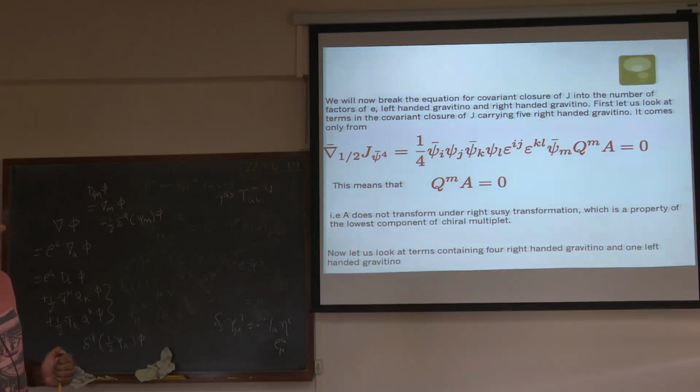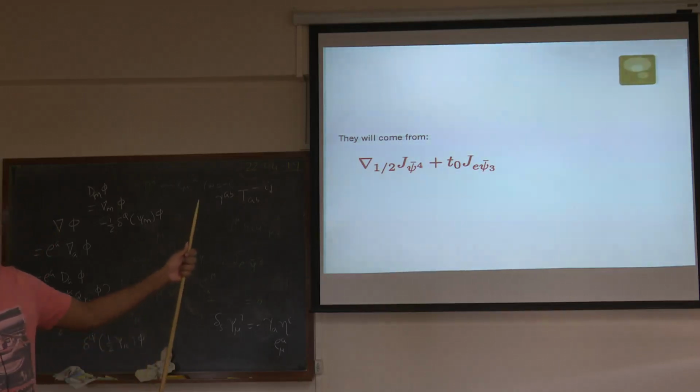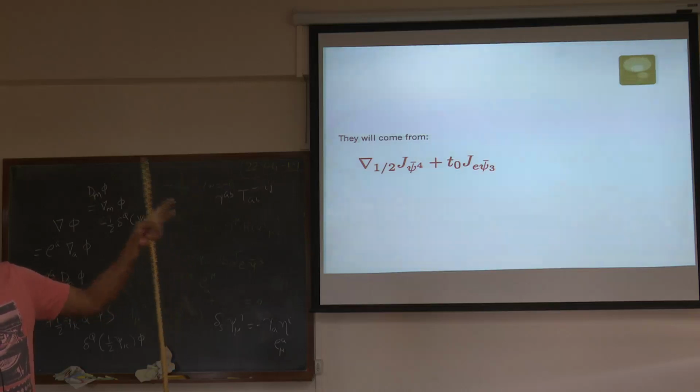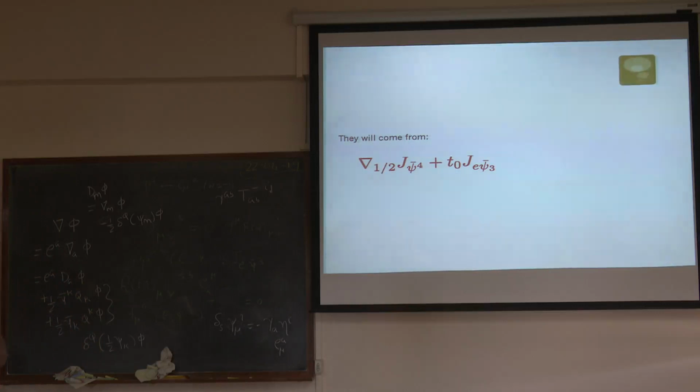Now let us look at terms in delta J containing 4 right-handed and 1 left-handed gravity node. That will come from delta half of the block that I had already written down, but that will also come from T0 of another block which has 1 Vlbine and 3 right-handed gravity nodes. Because when T0 acts on the Vlbine, if you remember, it goes to 1 left-handed and 1 right-handed gravity node, one upper I and one lower I.